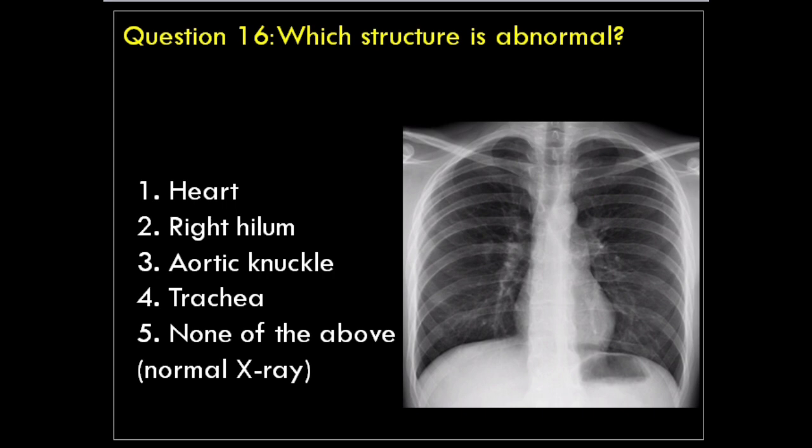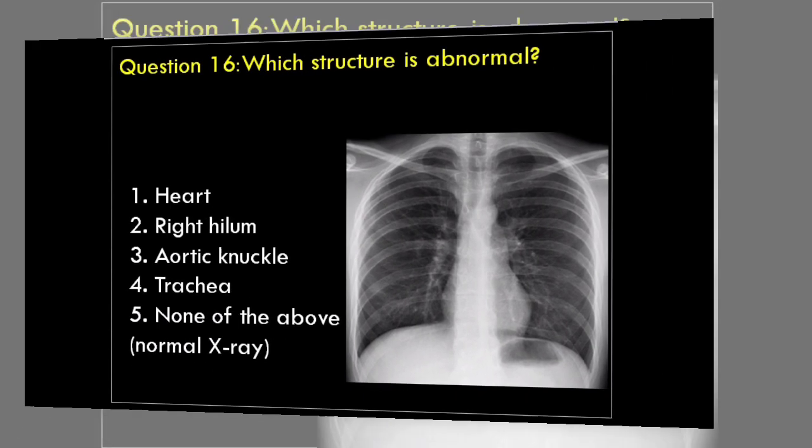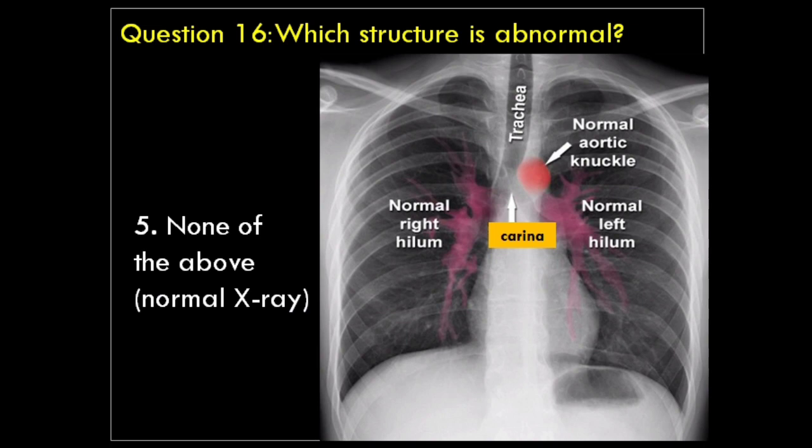Question 16: Which structure is abnormal? 1. Heart. 2. Right hilum. 3. Aortic knuckle. 4. Trachea. 5. None of the above, normal X-ray. The correct answer is none of the above, normal X-ray. All structures are normal. This is a normal chest X-ray.